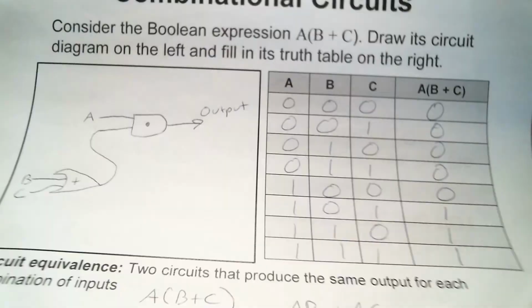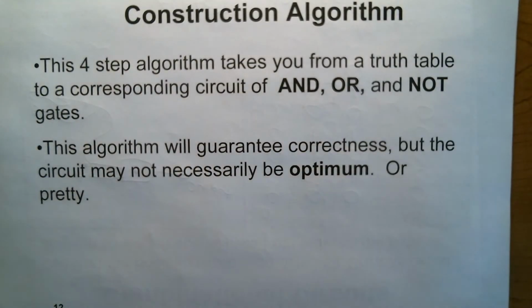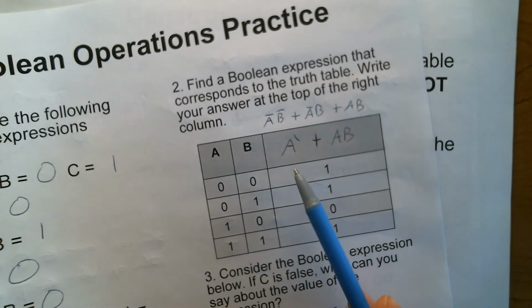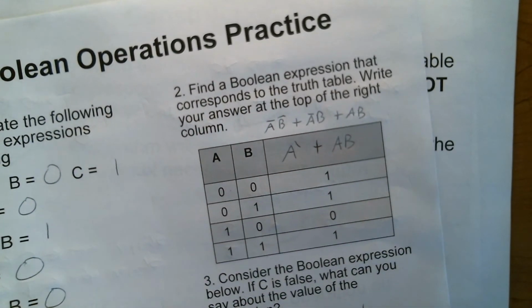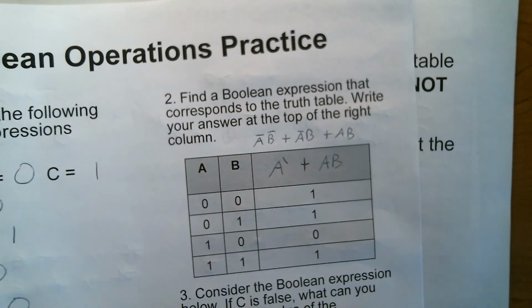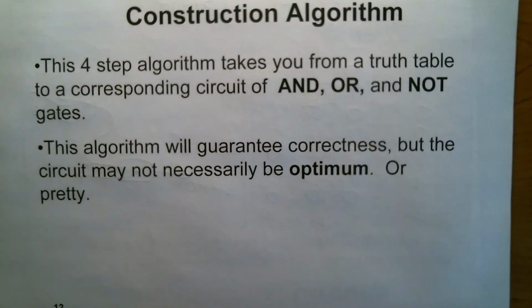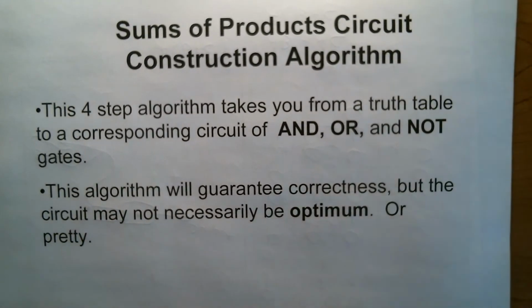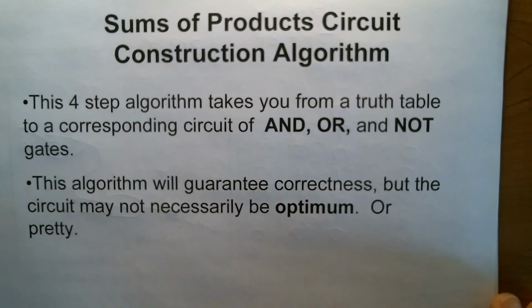So back on the problem where I was like, try to figure out what this would be, I said, oh, here's another possible solution for it. I'm going to show you how I got that possible solution. And this is a technique you're going to be able to use and you're going to be expected to use going forward. So it's called the sum of products circuit construction algorithm. Right? Not a mouthful at all. Rolls right off the tongue.